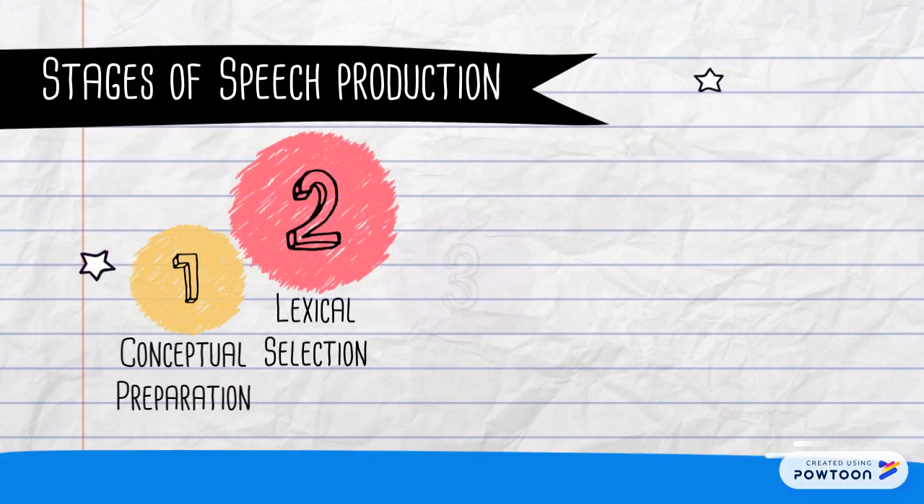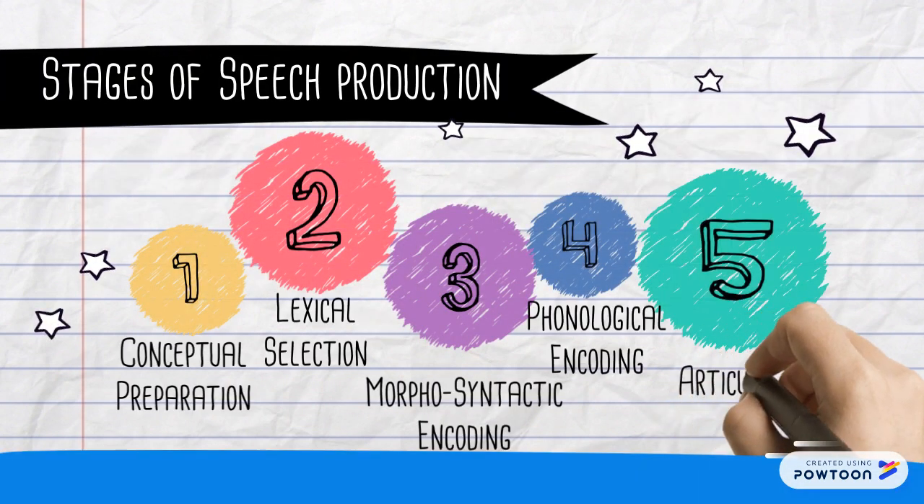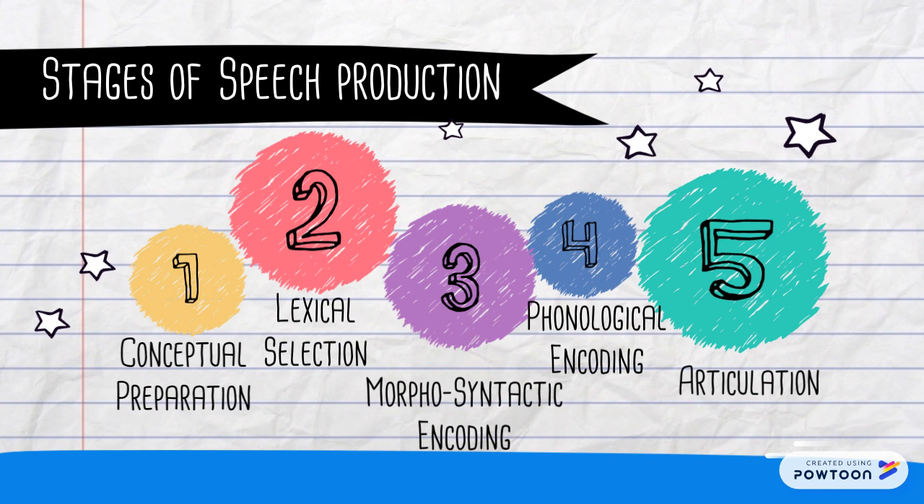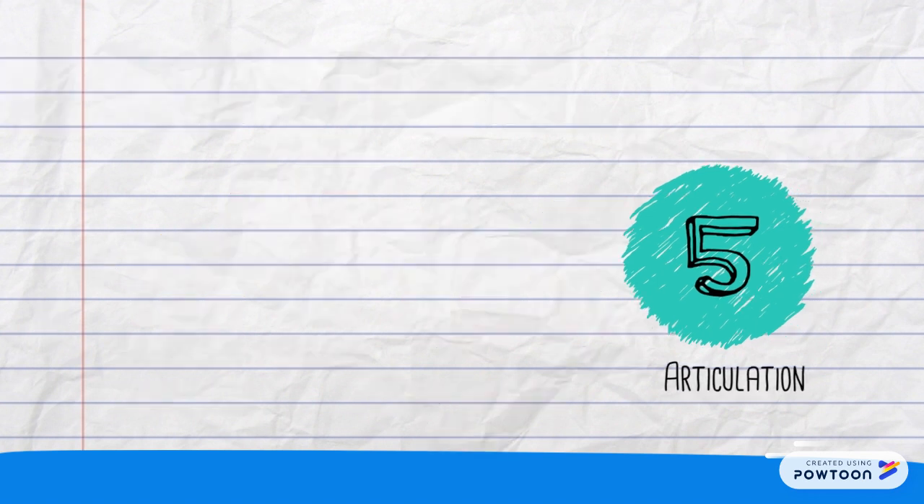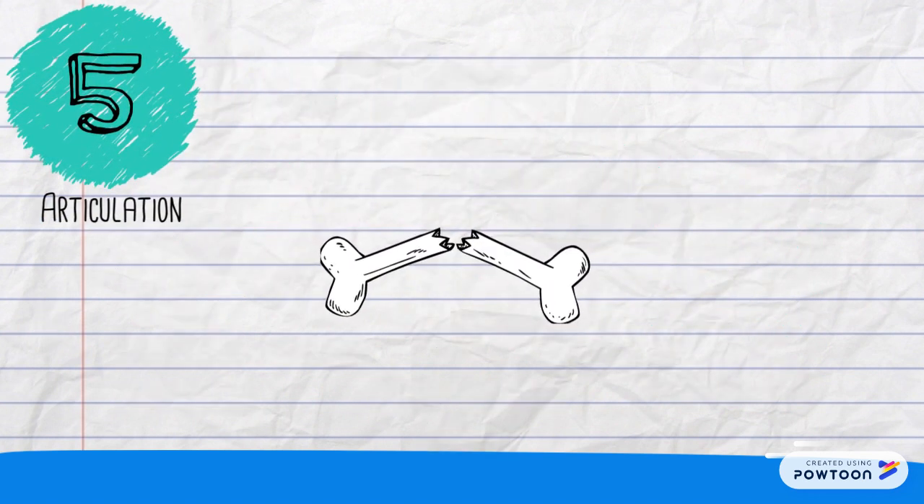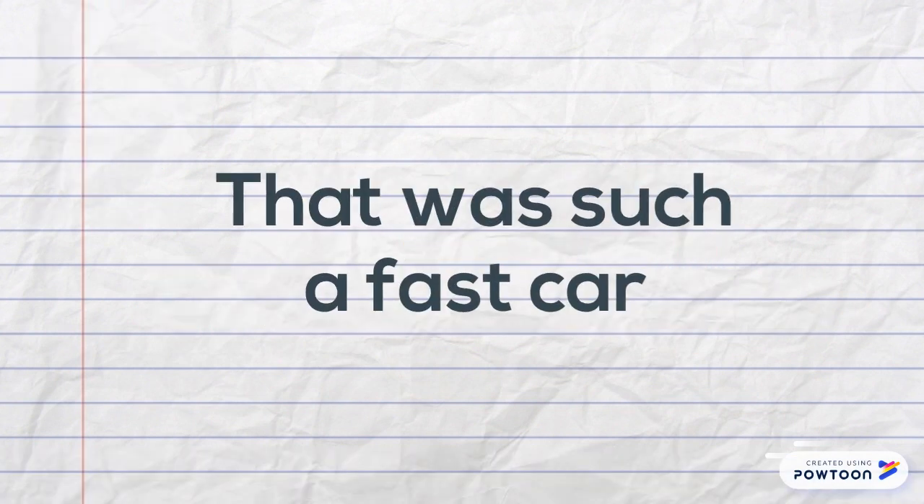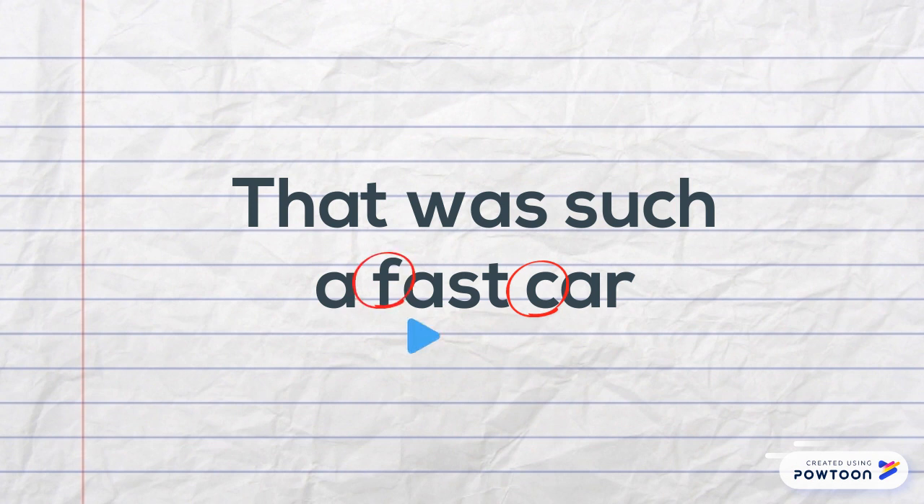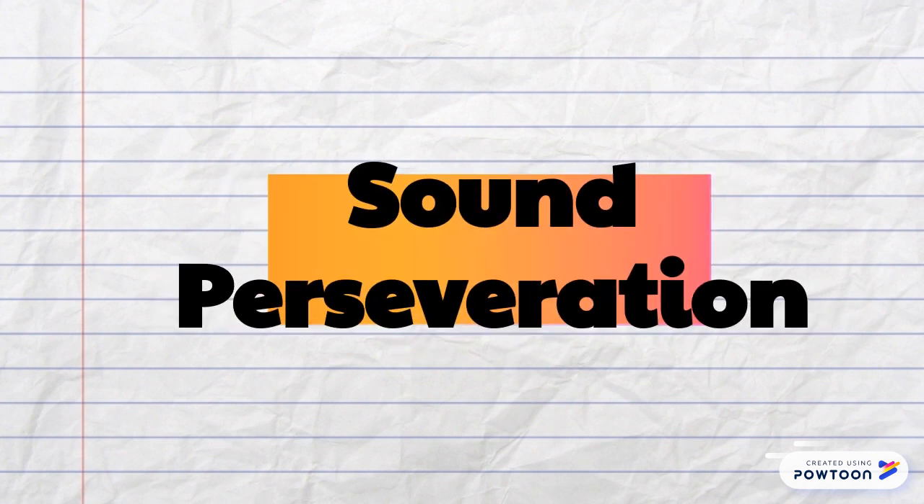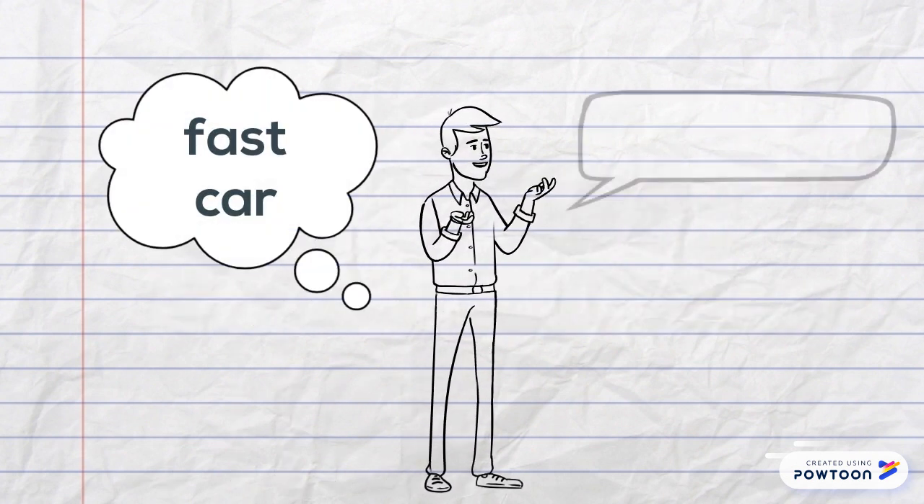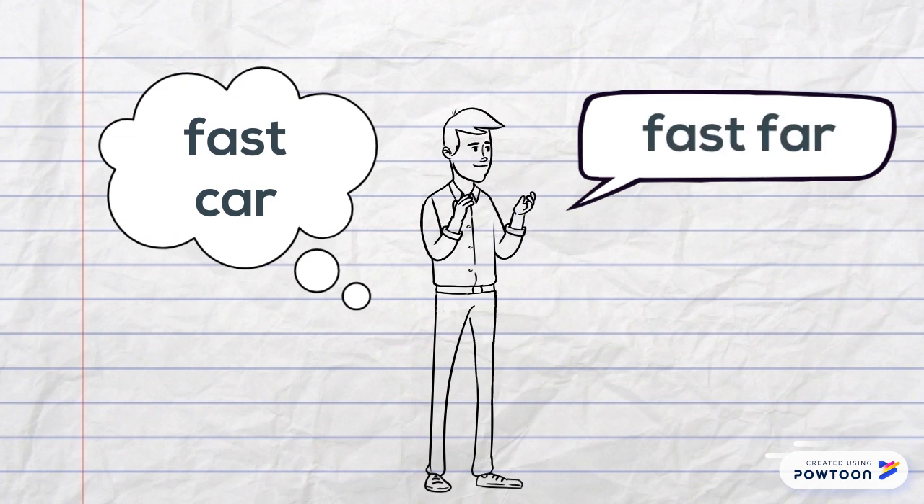The fifth and final stage is articulation. This is the execution of motor commands to produce the sound selected in the previous stage. When a breakdown occurs at this level, it could result in a speech error called sound perseveration. This is when you replace the sound of one word with the corresponding sound from a previous word. An example of this type of error is attempting to say fast car, but instead saying fast far.